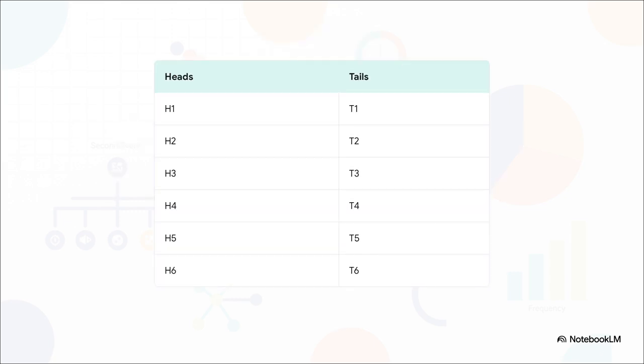And this is where a sample space grid becomes your best friend. It's honestly one of the clearest and most foolproof tools for this job. You just pop the outcomes for one event along the top, the other down the side, and fill it in.